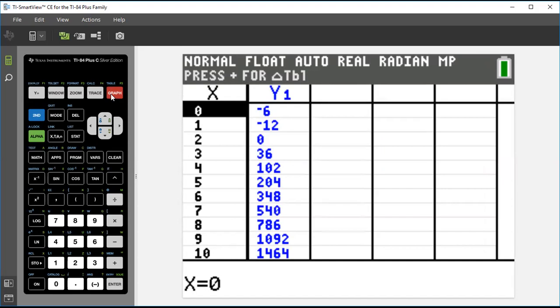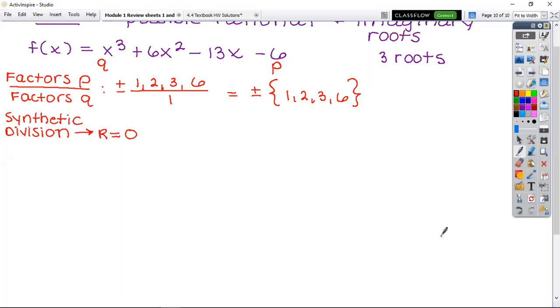So now I'm going to go back to my paper, and we are going to synthetically divide the one that we know with certainty works so that we don't waste our time doing the other 7. So we know for sure that 2 works. Why? Because we verified that on the calculator. I'll do that for just your notes. So I'm going to do 2 divides into 1, 6, -13, and -6.